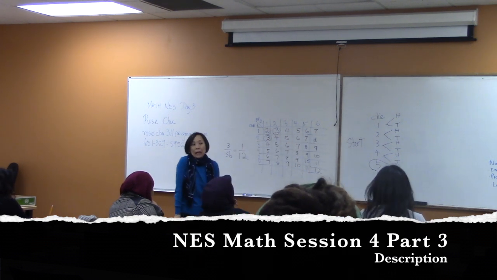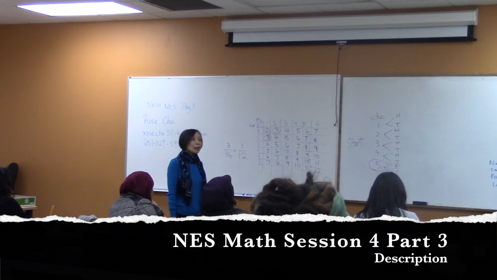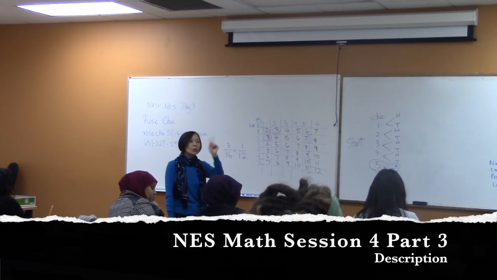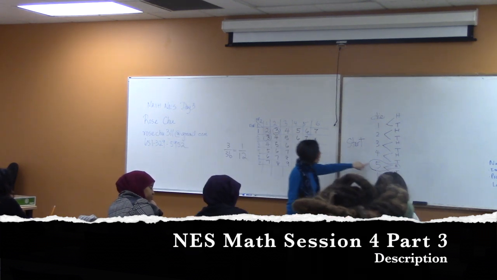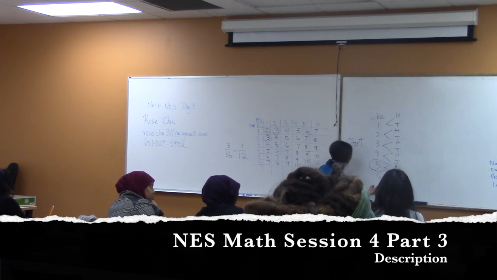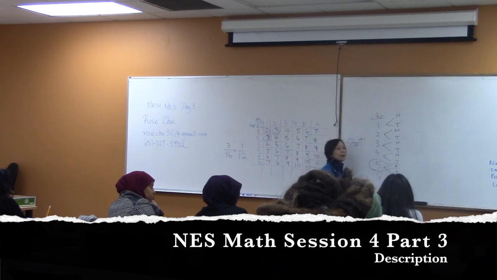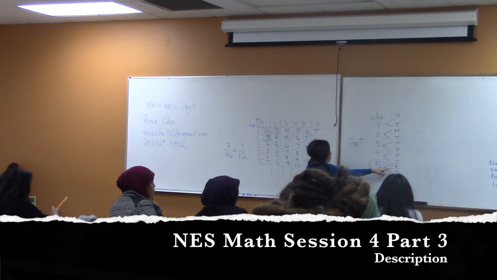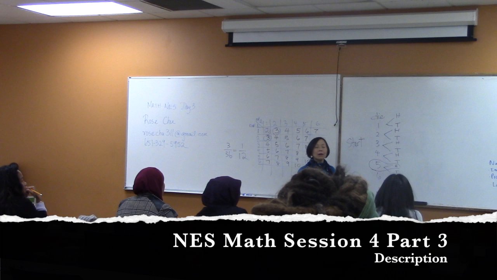I didn't do any multiplication, right? But you could. The reason you could is because what is the probability of getting a 5? 1 out of 6, right? And what is the probability of getting a head? 1 out of 2.